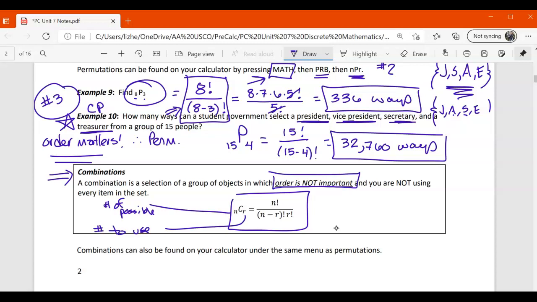Again, this is also in your calculator. I think it's right down from a permutation. So let's see. Yep, it's number 3. So you do math, go to prob, and then number 3 to get your combination.